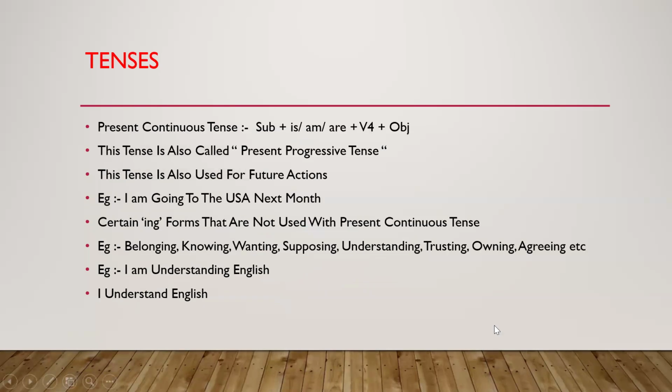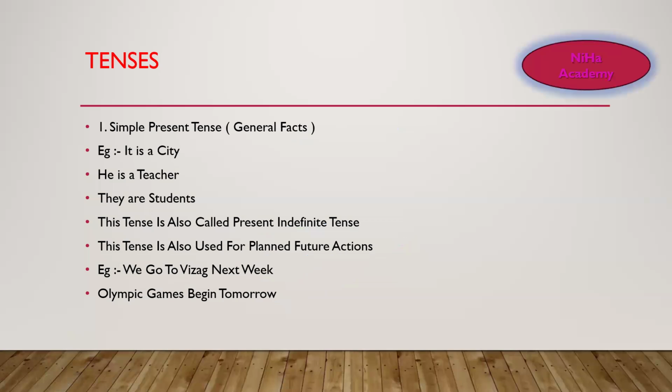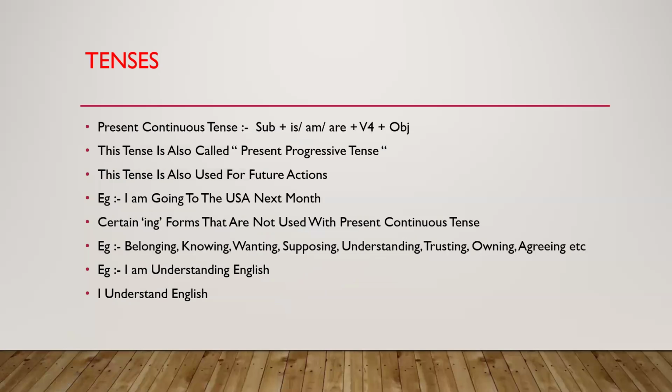Here, miscellaneous problems for present continuous tense. We know the present continuous tense structure is subject plus is/are plus V4 plus object. This tense is also called present progressive tense. Simple present tense is also called present indefinite tense, whereas present continuous tense is also known as present progressive tense. Present indefinite tense and present progressive tense: these are the main words we will remember.